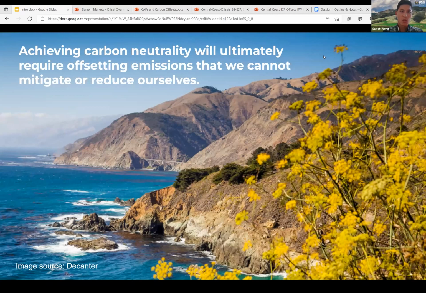One thing is clear: achieving carbon neutrality will ultimately require offsetting emissions that we cannot mitigate or reduce otherwise. Whether this is at the scale of an individual project, an entire organization, or a whole community, carbon offsets will increasingly become a part of everyone's climate action toolkit.